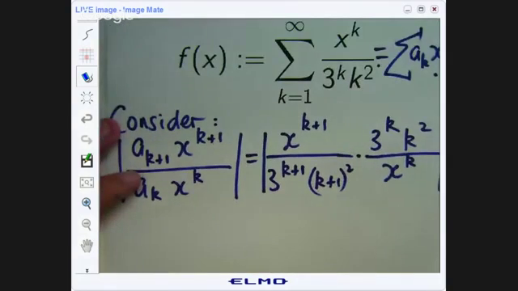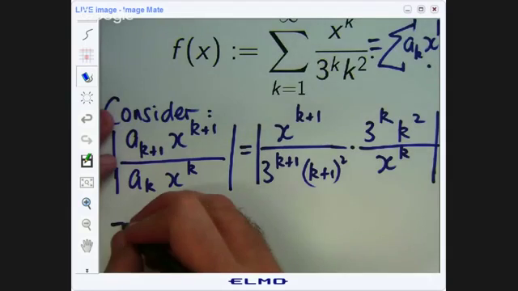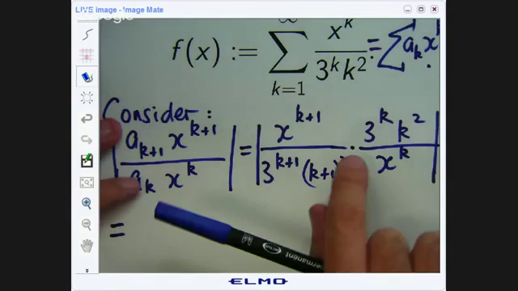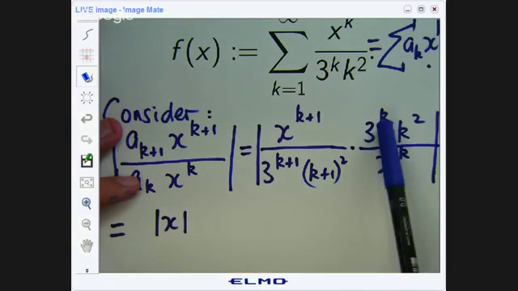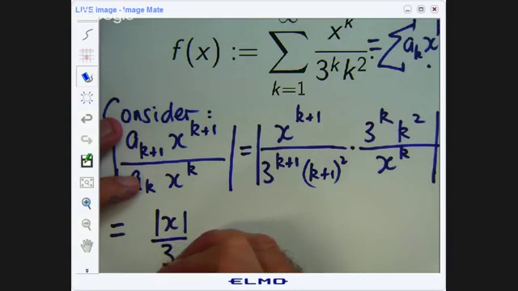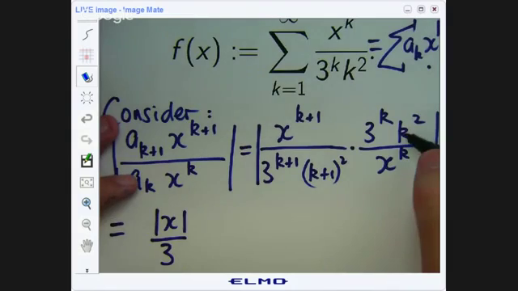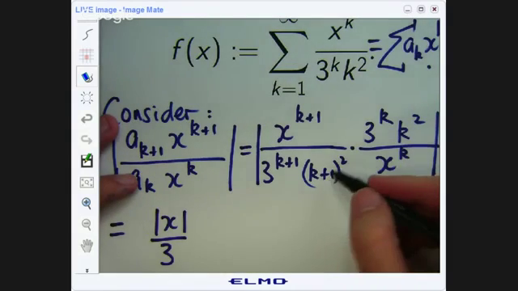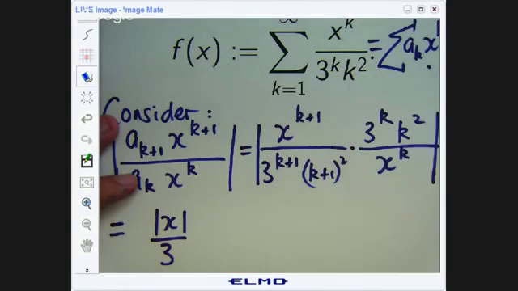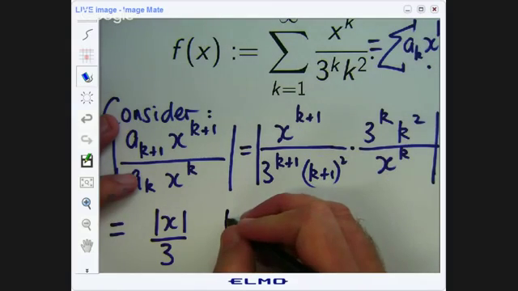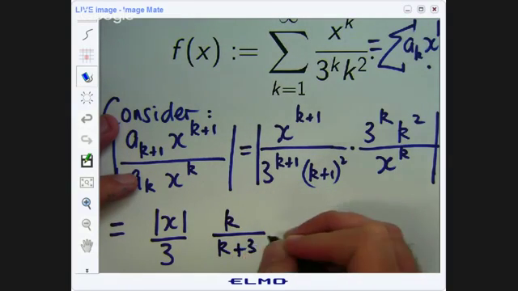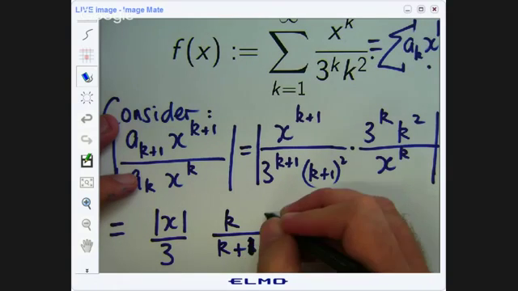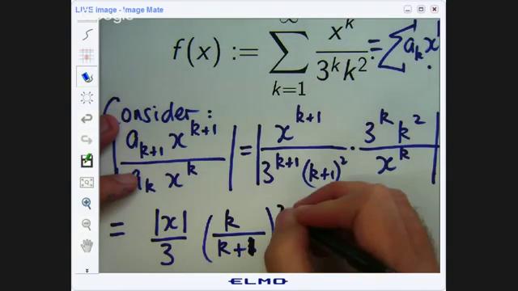So let's simplify this a little bit. These things will cancel out, and I'll be left with a 3 on the bottom. And then I'm left with k squared over k plus 1 squared. So I can get rid of these absolute value signs on this part because everything else is non-negative. So let's put this over 1 squared.